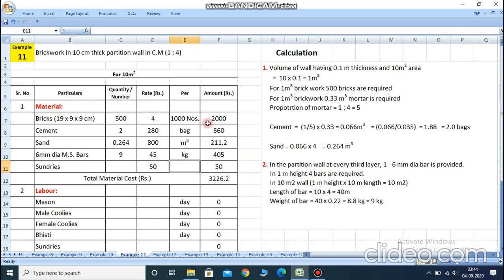So now the material cost. Brick cost is 2000, the multiplication of 500 multiplied by 4. Then the cement cost is 2 multiplied by 280, which is 560, and sand is 0.264 multiplied by 800, so 211.2, and for the 6 mm diameter mild steel bar, 9 multiplied by 45, so 405, and 50 rupees as sundries. So summing all the materials, we got the final answer of total material cost as 3226.2 rupees.